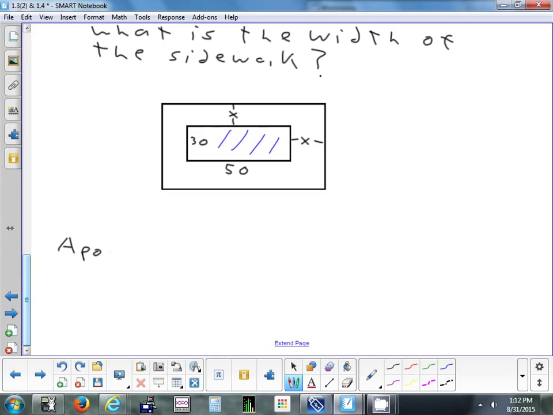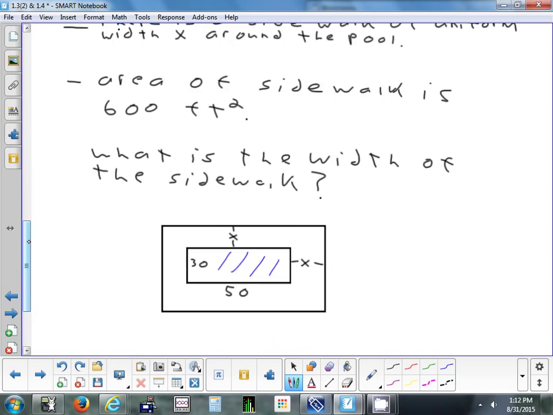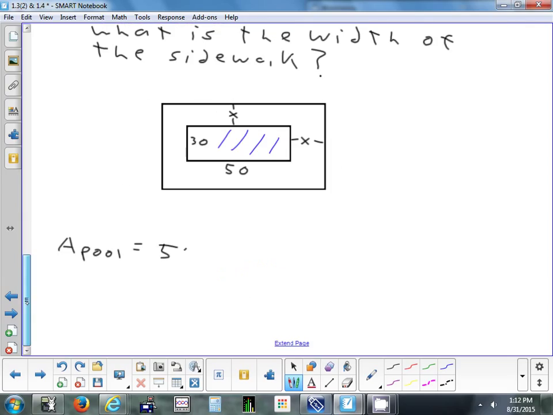Hey, Graham, just make sure everybody knows. How do you find the area of a rectangle? Yep, length times width. All right. So we got 50 times 30. Okay, that's 1,500 square feet. Okay, that's good. We're going to use that somehow.